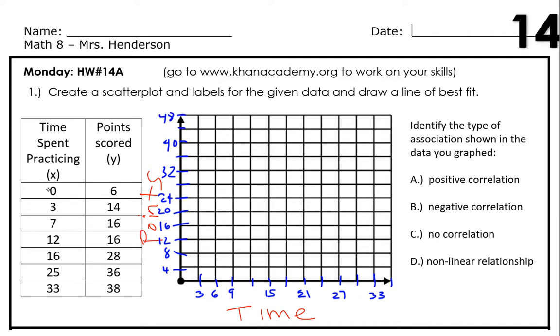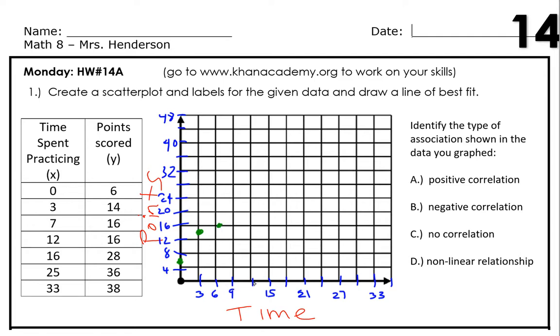So the first point is 0, 6. So 0, 6 is going to be halfway up between 4 and 8. 3 and 14, well 3 has its own marker here, and 14 is halfway between 12 and 16. And 7, well that's going to be a little bit after 6. 7 and 16 is right on the line.